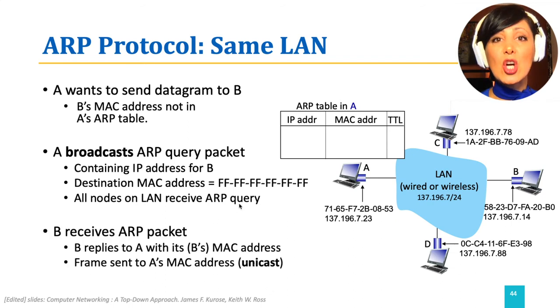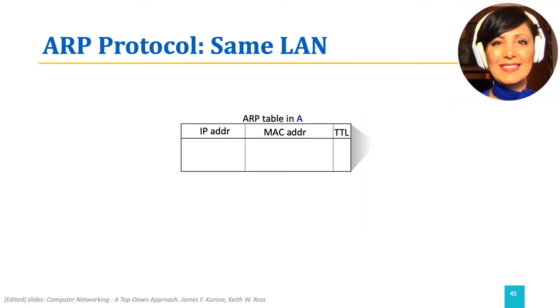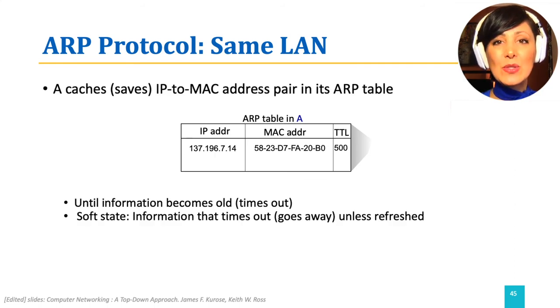B, which is the target node, also receives this ARP request. B will be the only node responding to this request. It will respond using a unicast frame addressed to A, using A's MAC address from the request frame, containing node B's MAC address as the response. Node A receives this response from node B and caches the IP to MAC address translation in its ARP table. This is saved until the information becomes old at the expiration of the time to live.